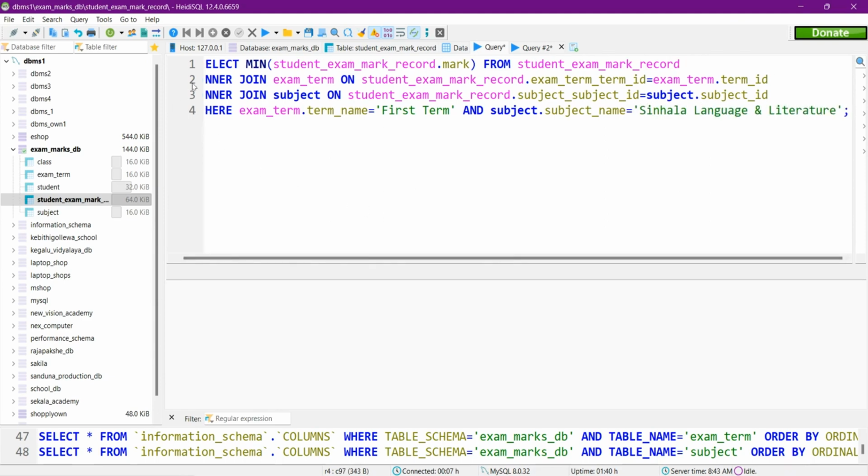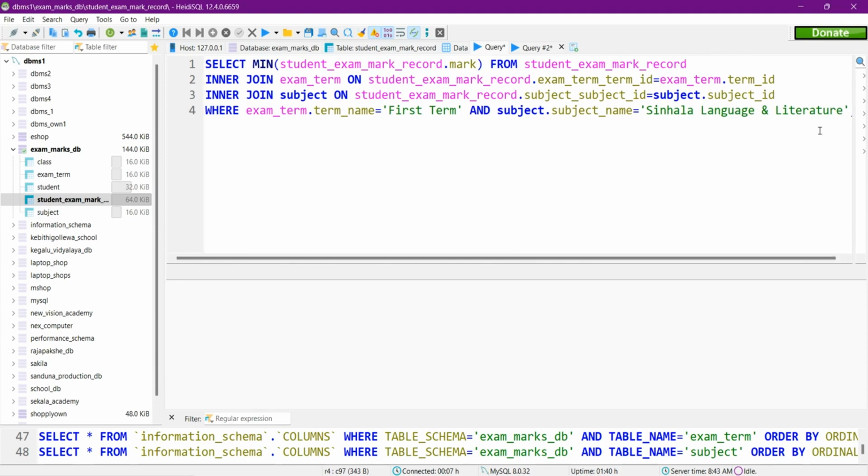So this is the query for the first question. As I said earlier, we need to find the lowest marks, so I have used the keyword MIN, which means minimum. If we want to find a minimum value, we can use this keyword. Inside the brackets I entered the column related to the marks. The mark column is in the student exam mark record table, which is what I have specified in the first row.